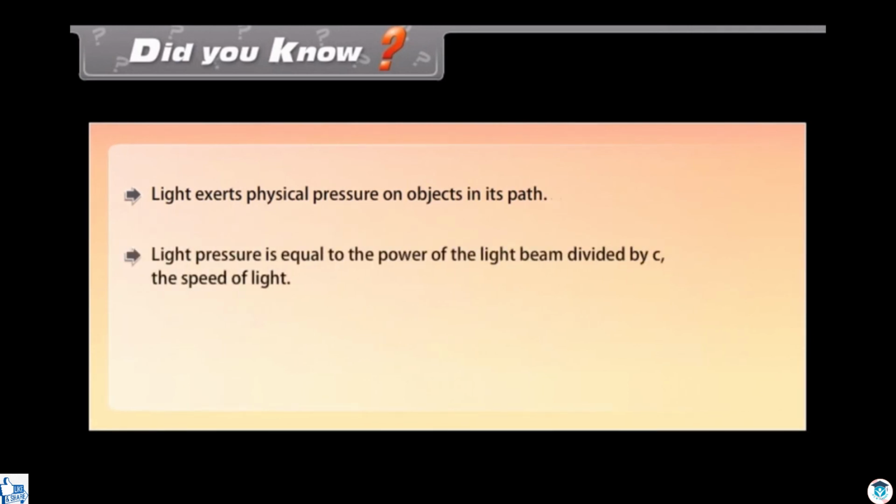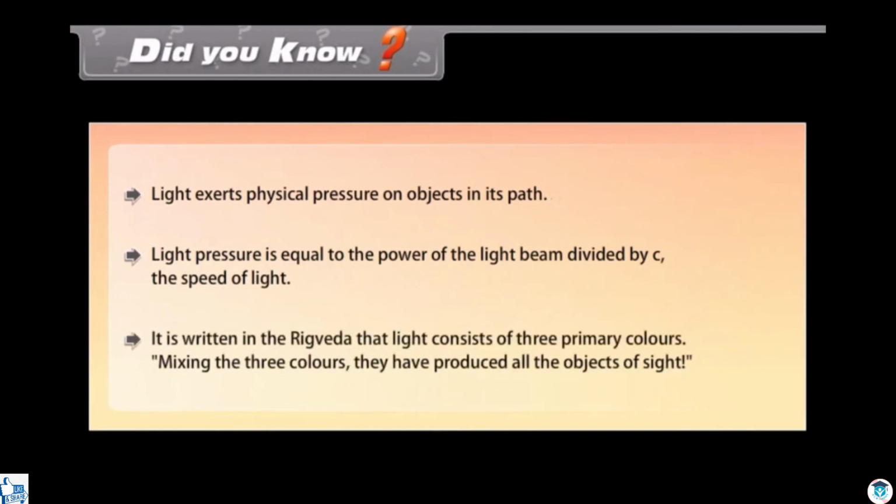Did you know light exerts physical pressure on objects in its path? Light pressure is equal to the power of light beam divided by c, the speed of light. It is written in the Rig Veda that light consists of 3 primary colors. Mixing the 3 colors, they have produced all the objects of sight.